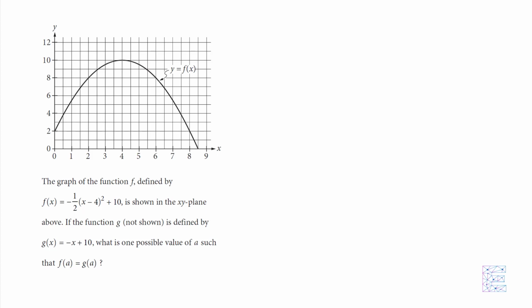The graph of function f defined by f of x equals negative 1/2 times (x minus 4) squared plus 10 is shown in the xy-plane above. If the function g, not shown, is defined by g of x equals negative x plus 10, what is one possible value of a such that f of a equals g of a?